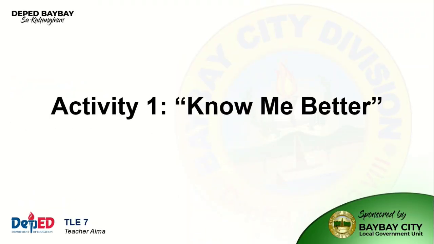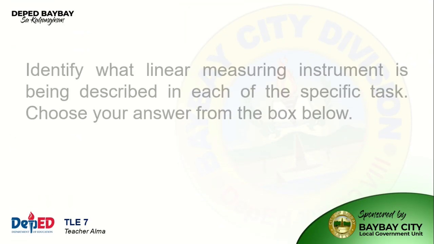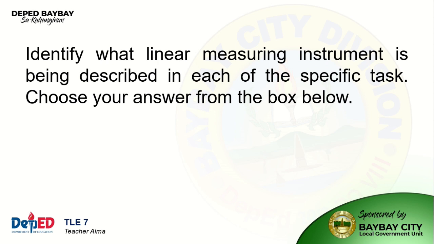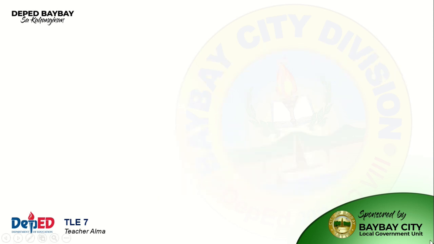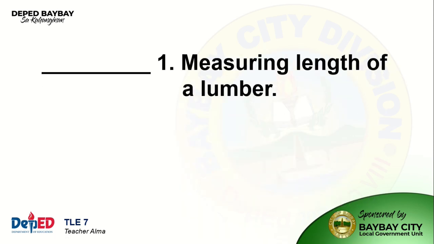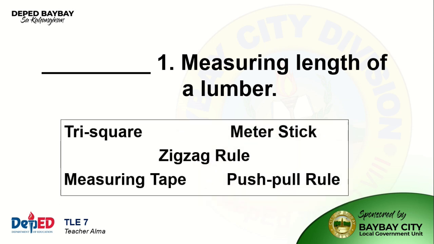Now turn your activity sheet to page 8. Go to activity 1, Know Me Better. What you are going to do in this activity is to identify what linear measuring instrument is being described in each of the specific tasks. Then choose your answer from the box. Number 1. Blank is used in measuring the length of a lumber. Choose either tri-square, meter stick, zigzag rule, measuring tape, or push-pull rule. Your 5 seconds starts now.